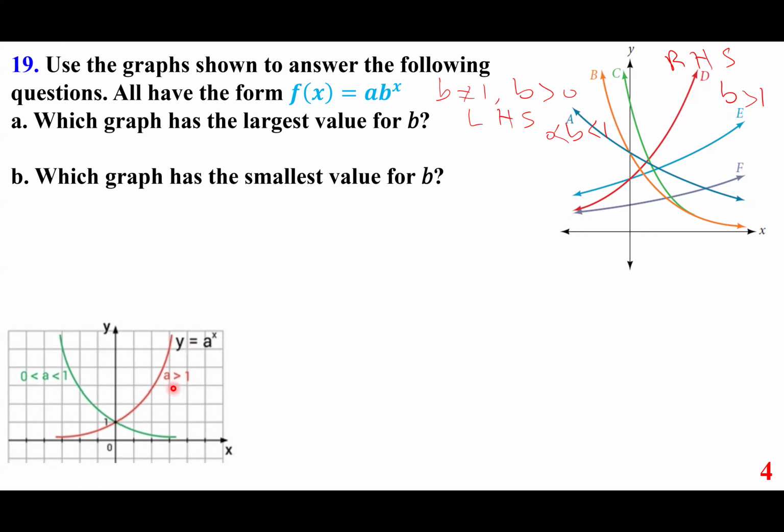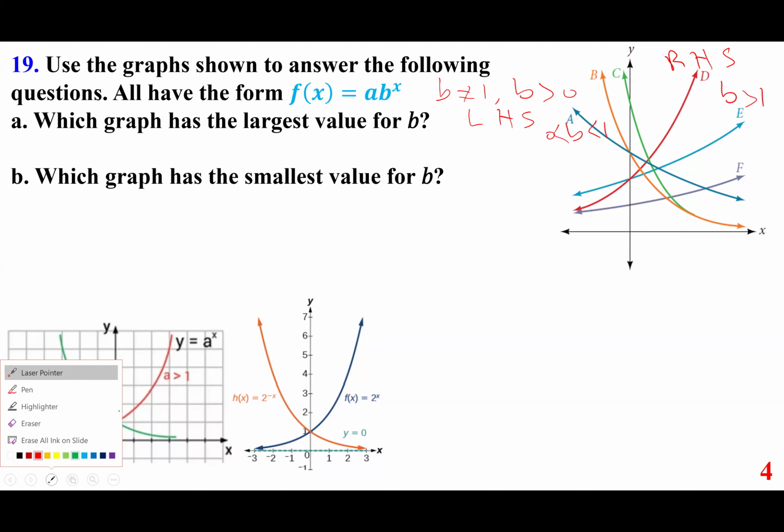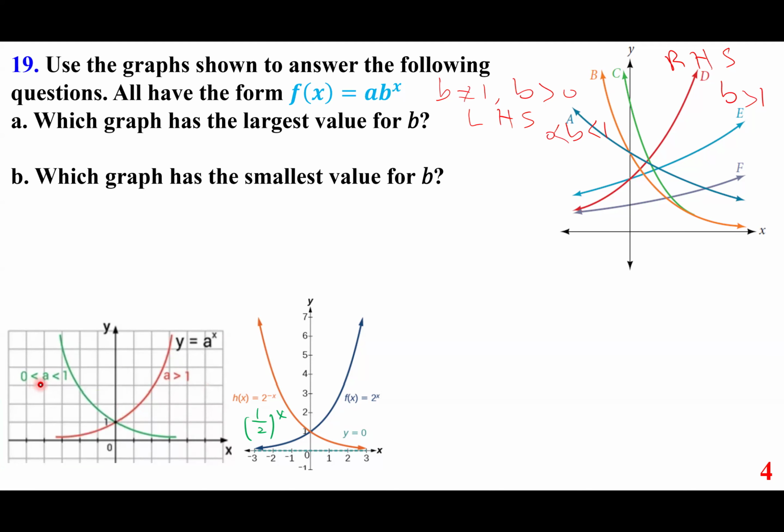Y equals a to the power of x. A is positive, the right side. A is between 0 and 1, the left side. For example, if this is 2 to the power of x, this is 2 to the power of minus x, or 1/2 to the power of x. This is how you look at it, that you say a is between 0 and 1, okay?